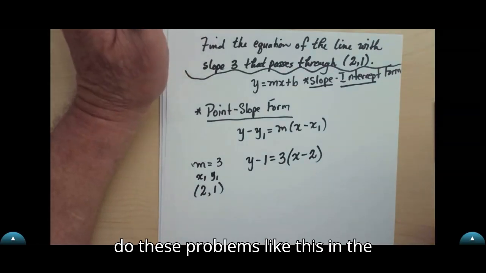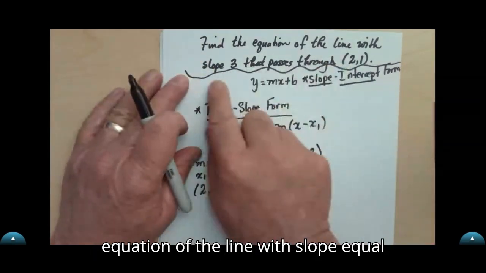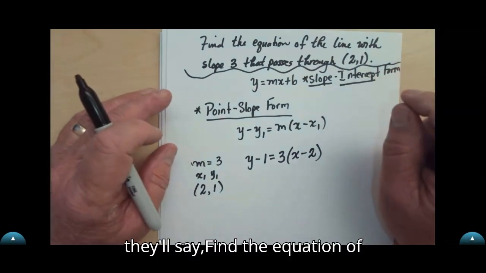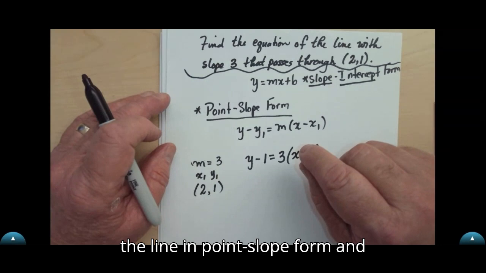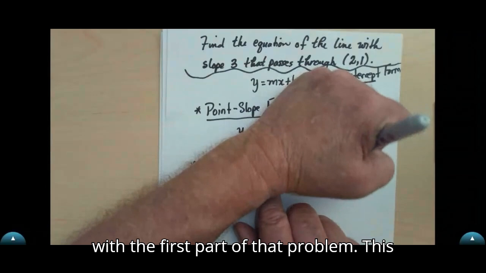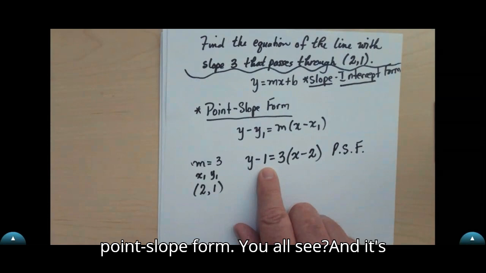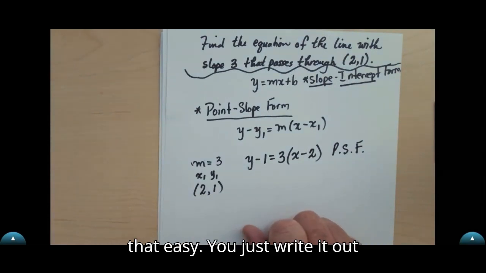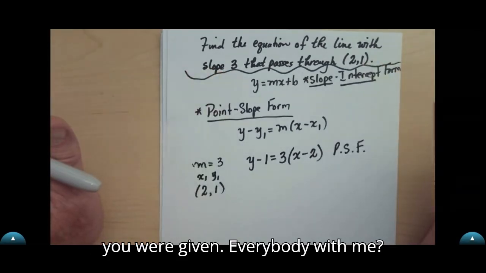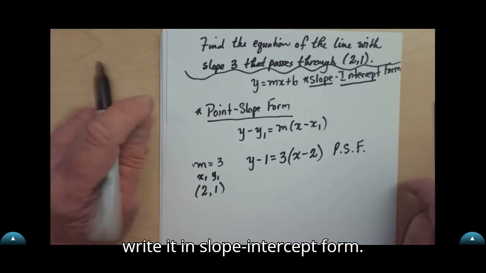So when you do these problems in the homework, in the 2-3 homework, they're going to say, find the equation of the line with slope equal 3 that passes through the point 2, 1, and find the equation of the line in point slope form and slope intercept form. Well, we are done with the first part of that problem. This is the equation of the line in point slope form. Y'all see? And it's that easy. You just write it out based on whatever the slope and point was you were given. Everybody with me? Okay. But now they want us to write it in slope intercept form.